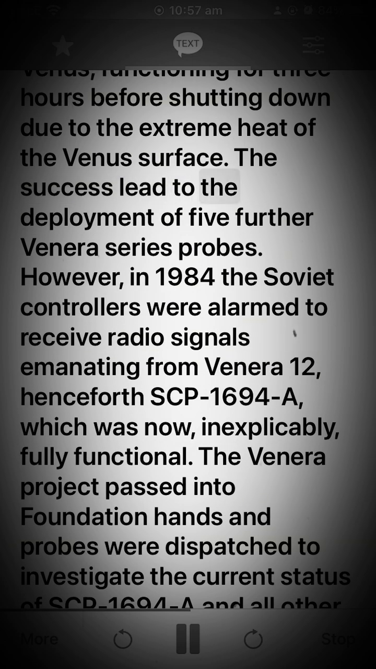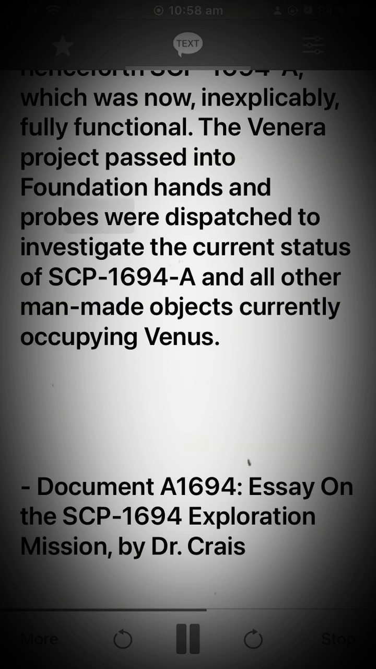The success led to the deployment of 5 further Venera series probes. However, in 1984 the Soviet controllers were alarmed to receive radio signals emanating from Venera 12, henceforth SCP-1694-A, which was now, inexplicably, fully functional. The Venera project passed into Foundation hands and probes were dispatched to investigate the current status of SCP-1694-A and all other man-made objects currently occupying Venus.